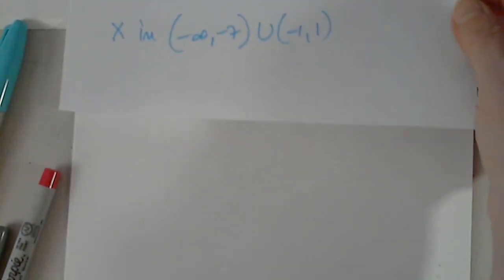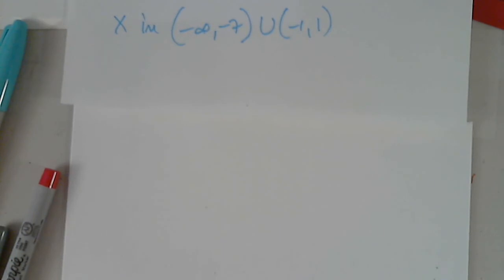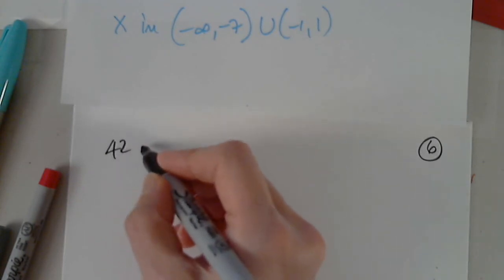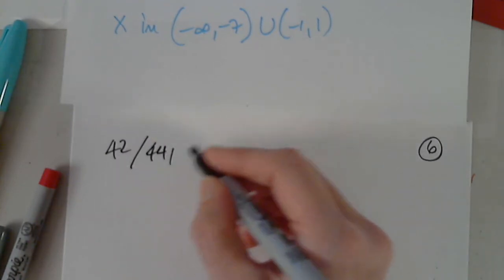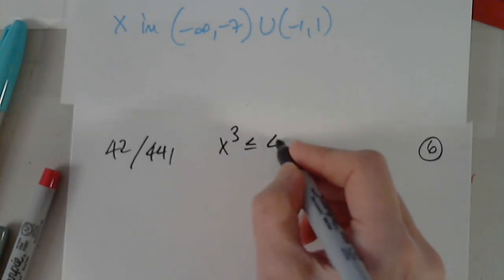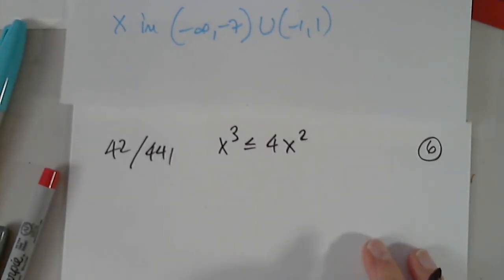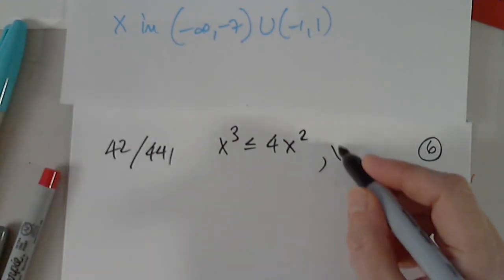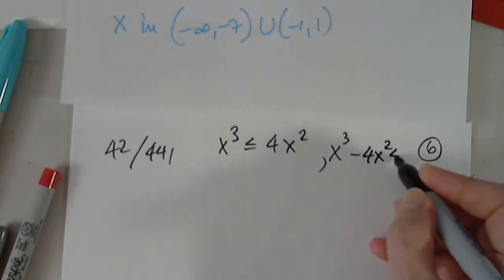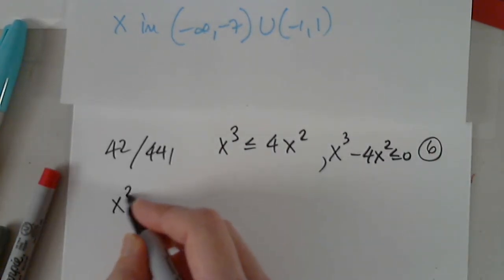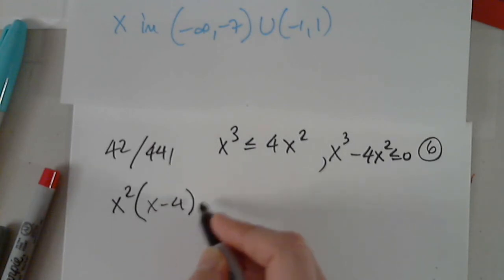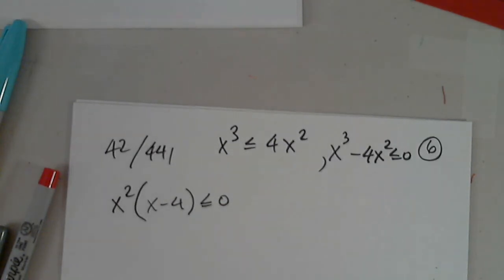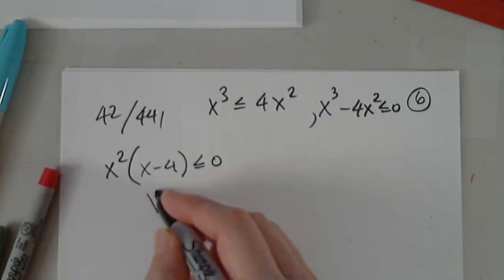I will continue with 42, and then we go to rationals. So 42 on the same page for 41. It's x to the third less than or equal to 4x squared. Same thing, it's a polynomial, degree 3. I have to move everything to one side. So I have x cubed minus 4x squared less than or equal to 0. I will factor out x squared and get x minus 4 less than or equal to 0. Is it a product? It is. Do I have 0 on one side? I do. Can I use the table? Yes.